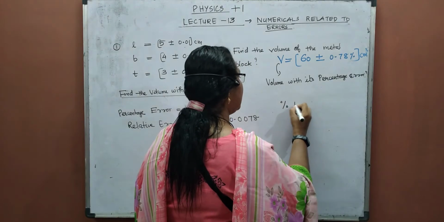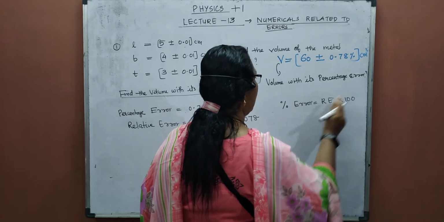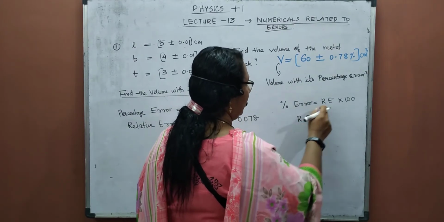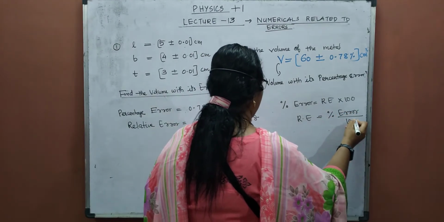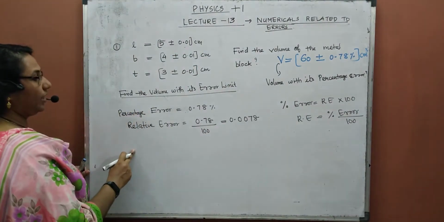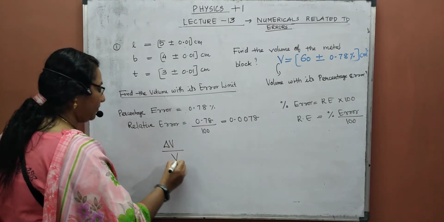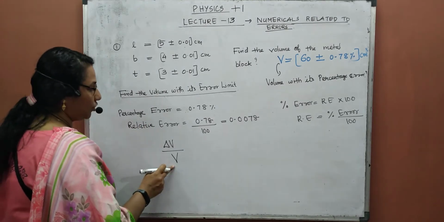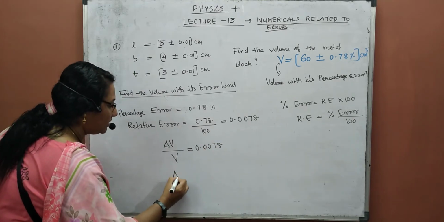We have written percentage error is equal to relative error into 100. So if relative error has to be found out, you have to take percentage error divided by 100. Is it clear? Okay, so this is the relative error. How is relative error written? Delta V by V, the error in volume by the total volume, is 0.0078.